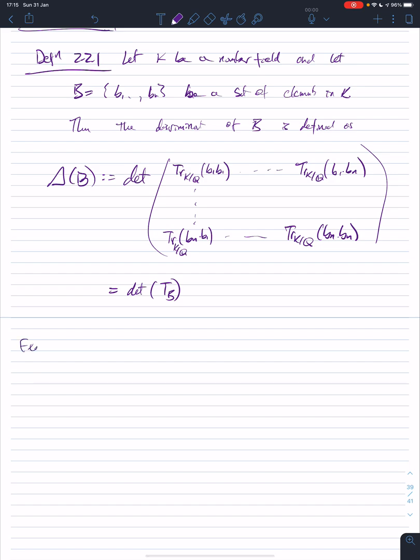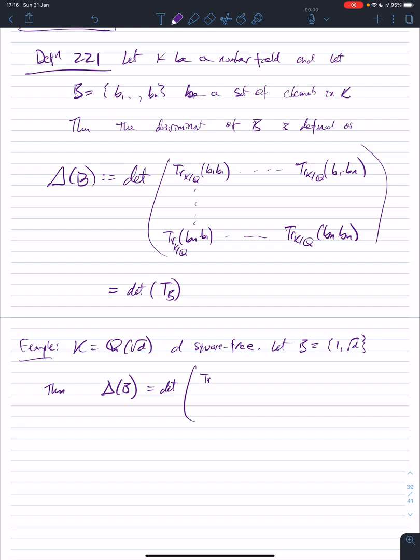So let's do an example of this calculation. Take a simple field, a quadratic field, with d square free, as usual. I'm going to let B be 1 and root d, easy elements. Then what is the discriminant of this set B? Well, just look at the definition. It's the determinant of the following matrix. I'll stop writing K to Q because in this case it's easy. So here I have the trace of 1 times 1, the trace of 1 times root d, the trace of root d times 1, and the trace of root d times root d.